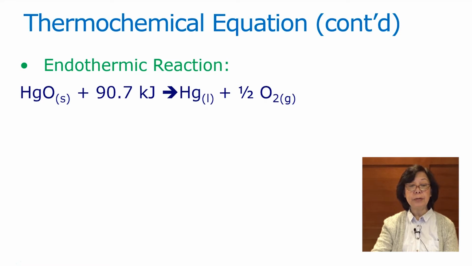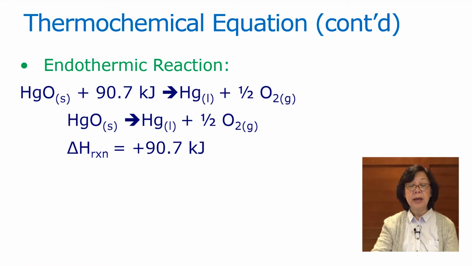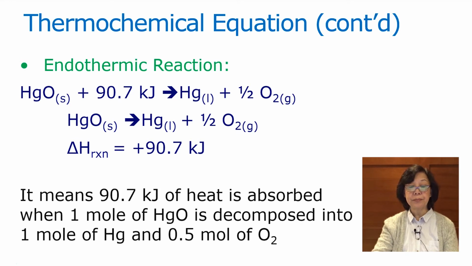In an endothermic reaction, we write the enthalpy as a reactant on the reactant side, or we can take it out of the equation and state it as a positive value, knowing that this is an endothermic reaction. It means 90.7 kilojoules of heat is absorbed when 1 mole of mercury(II) oxide is decomposed to form 1 mole of mercury liquid and half a mole of oxygen gas.